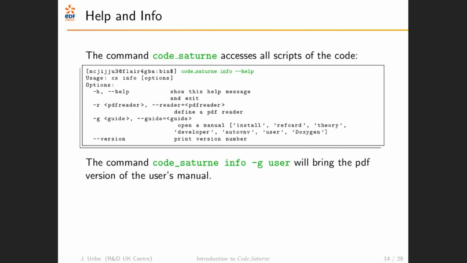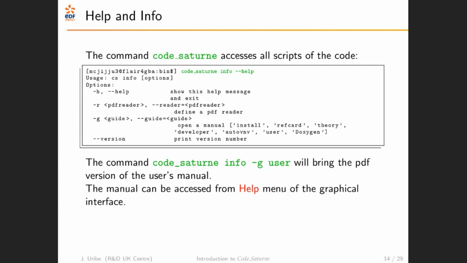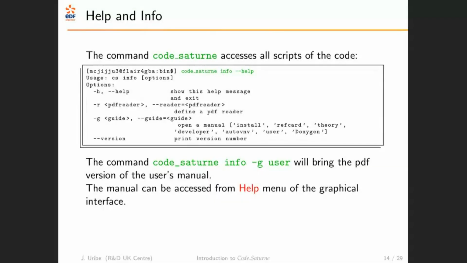which means that you can either select what type of guide you want, or you can define a PDF reader, or you can just print the version number of the code that you're using. So for example, code_saturne info -g user will bring the user manual. You can have the user manual, the installation manual, some developer's guide, and verification and validation as well.